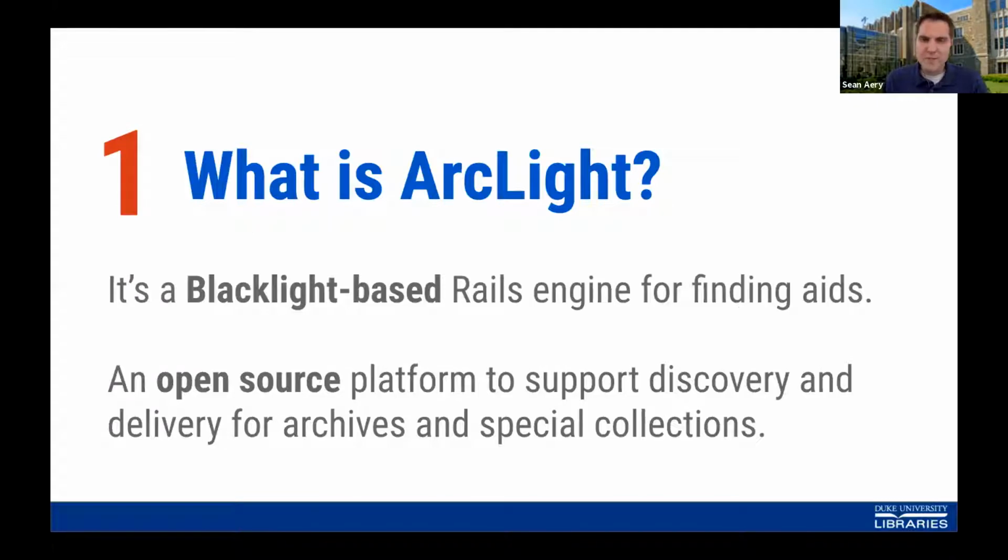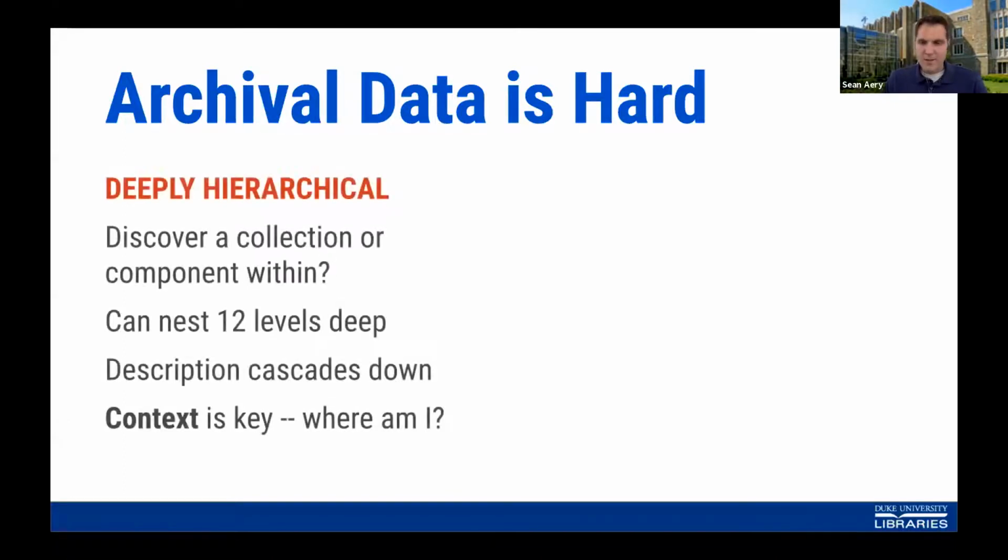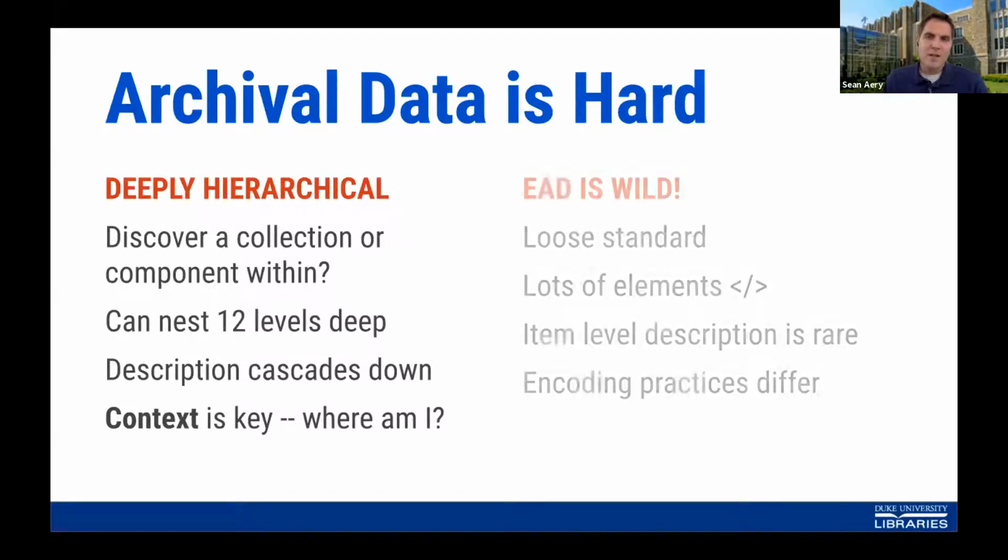So ArcLight is a Blacklight-based Rails engine for finding aids. Where it differs from, say, a catalog application, archival data has some unique characteristics that make it a little bit challenging. It's very deeply hierarchical. You have very deeply nested components, sparsely described. Context is really a difficult concept in archival discovery. And the standard that encodes archival data, EAD, is pretty wild and hard to pin down to develop good applications around.